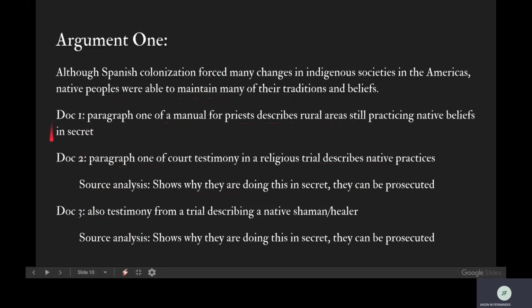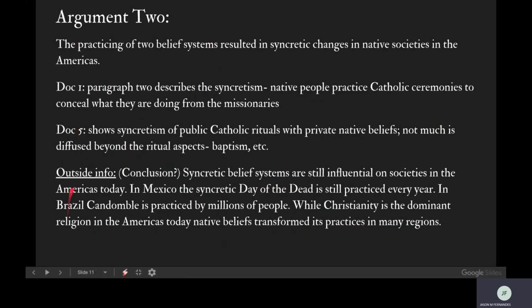Now, notice I didn't bring in any outside evidence here because I'm going to do that in the second argument, my second paragraph, okay? All right, so our argument 2, which would be our second paragraph, okay? Again, I just lifted the second part of my thesis. Exact same, I didn't change anything. Practicing of 2 belief systems resulted in syncretic changes in native societies in the Americas. All right, let's prove it with some of these documents, okay?